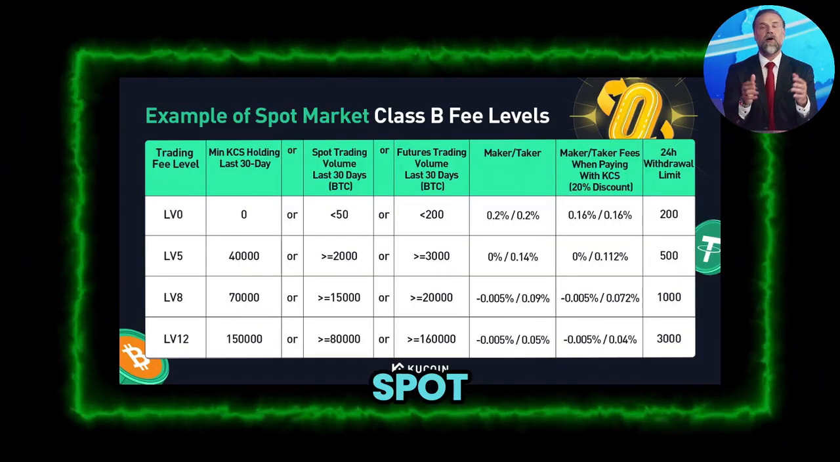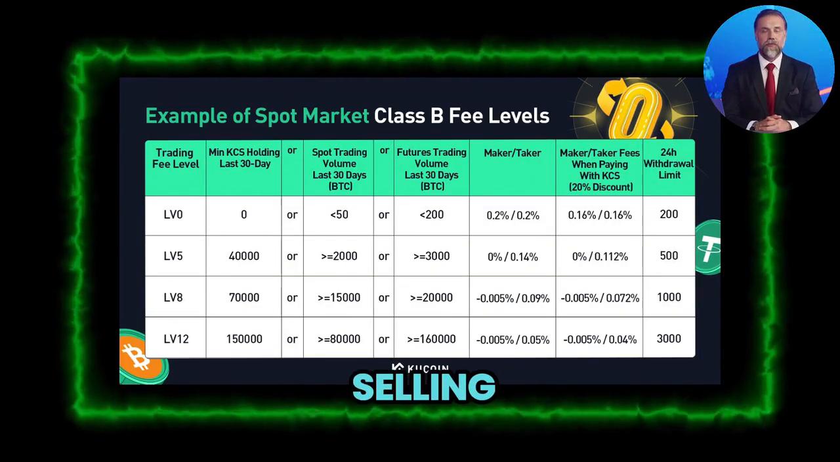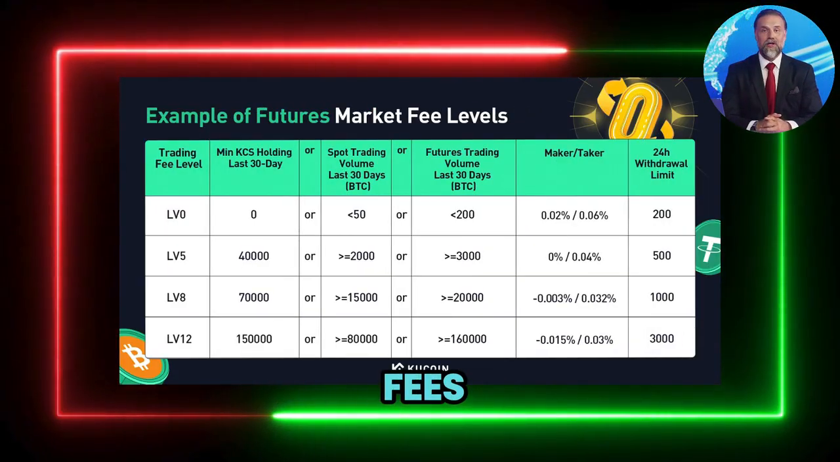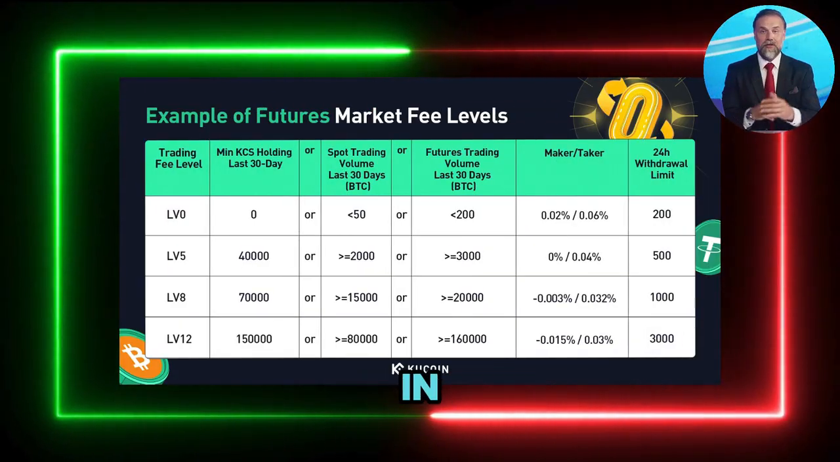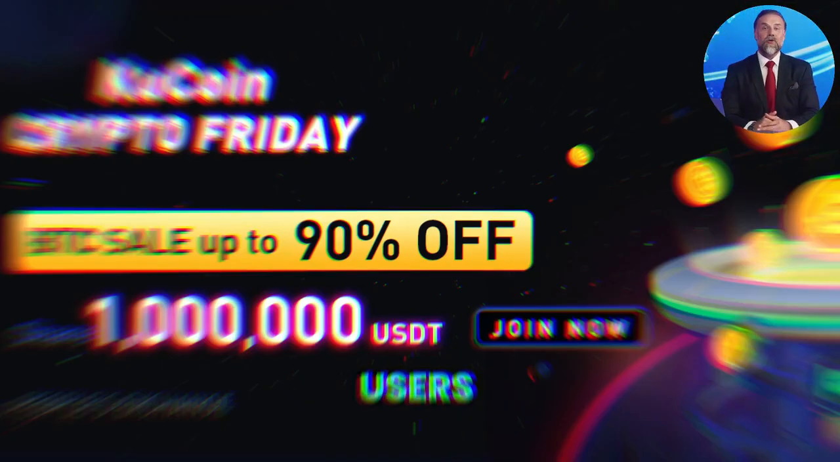Here's a quick breakdown. 1. Spot trading fees. Typically lower fees for buying and selling cryptocurrencies. 2. Futures trading fees, slightly higher due to the leverage and advanced trading options available. 3. Discounts. Users can enjoy additional discounts based on their trading volume and VIP levels.